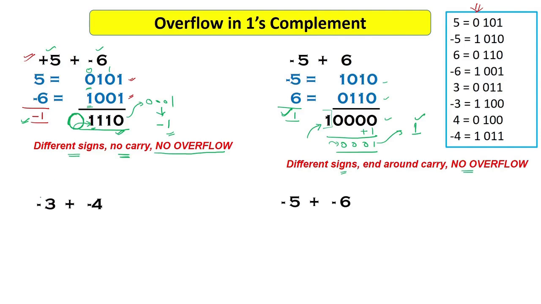Okay, now let's take two negative numbers. So here we have the minus 3 and minus 4, both are negative. Minus 5 and minus 6, both are negative. So let's add minus 3 and minus 4 first. So the answer should be minus 7.